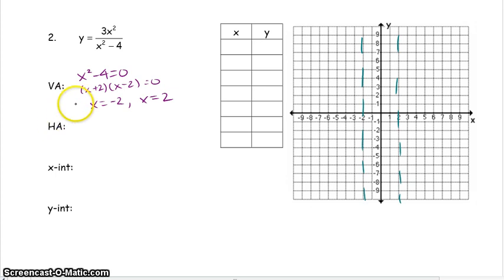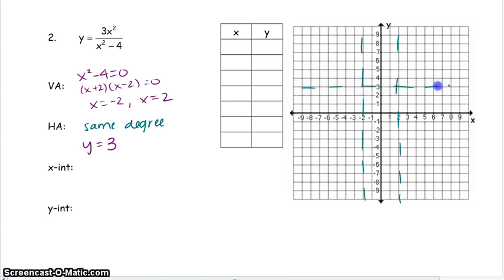For the horizontal asymptote, in this case, we need to look at the degrees. So we have an x squared over an x squared. Since we have the same degree, we need to look at their coefficients. So we have 3 over 1. That means our horizontal asymptote is just 3. So then we can draw that in.